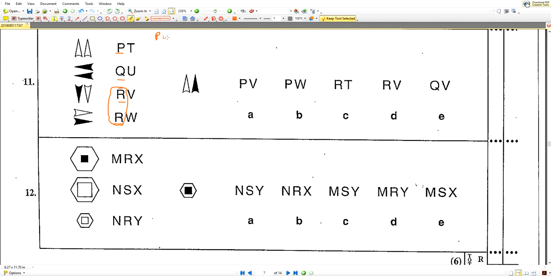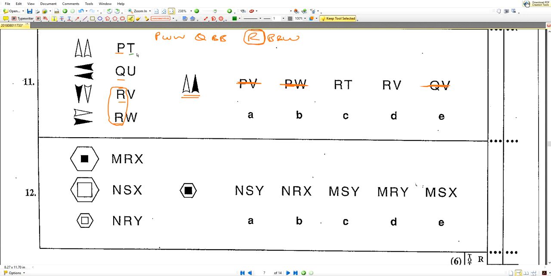So P is white, white. Q is black, black shape. The R is black and white. Now, if I look at my question here, I've got black and white. So I'm definitely going to have an R in the beginning of my pattern. So that's wrong, and that's wrong. Next color, next part of the question.